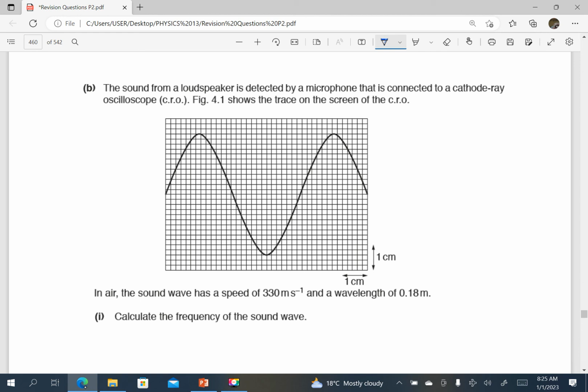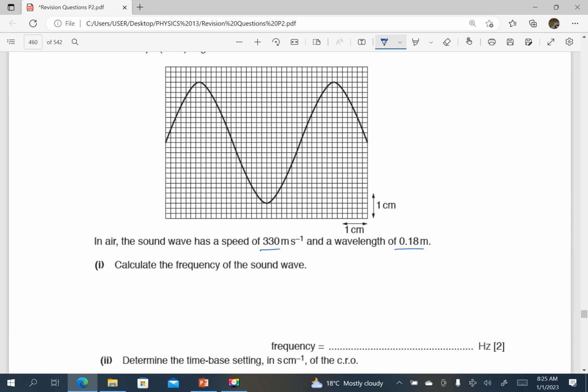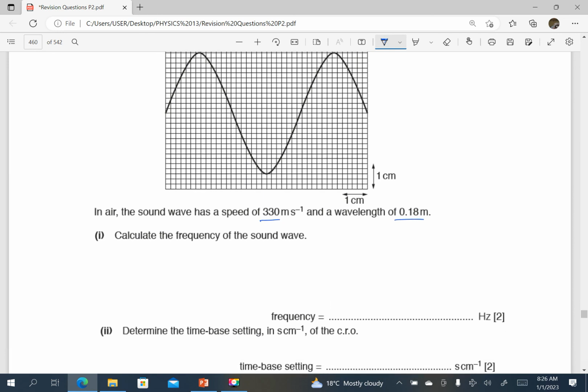In air, the sound wave has a speed of 330 meters per second and a wavelength of 0.18 meters. Calculate the frequency of the sound wave. So let's find the frequency. Of course, we know from the general wave equation, v equals lambda f. Frequency is going to be equal to the speed, 330, divided by the wavelength, 0.18.